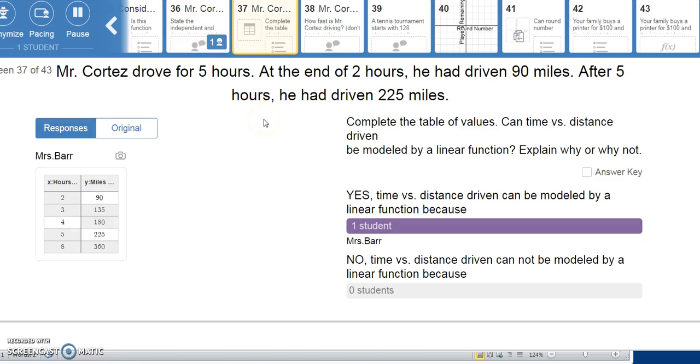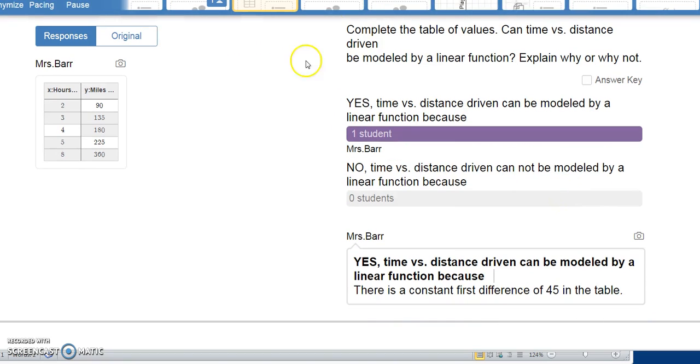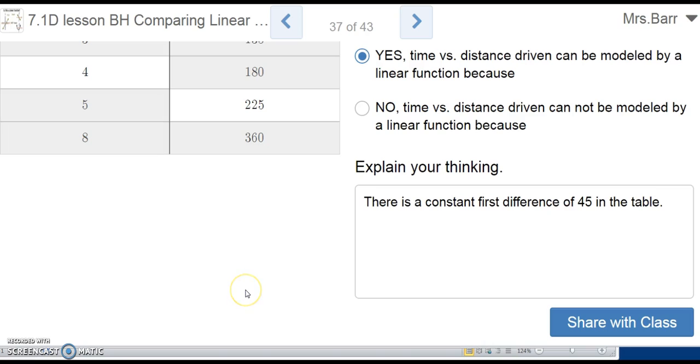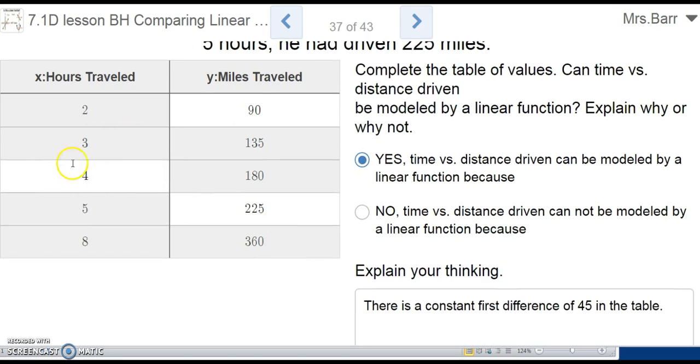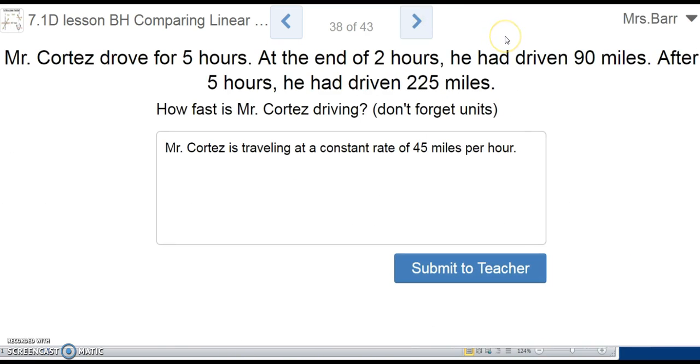Wonderful. Slide 27. Yes! Time versus distance can be modeled by a linear function. And since we're given a table here, there is a constant first difference of 45 in the table. So yes, time versus distance can be modeled by a linear equation, and make sure you filled in our table correctly. Awesome.